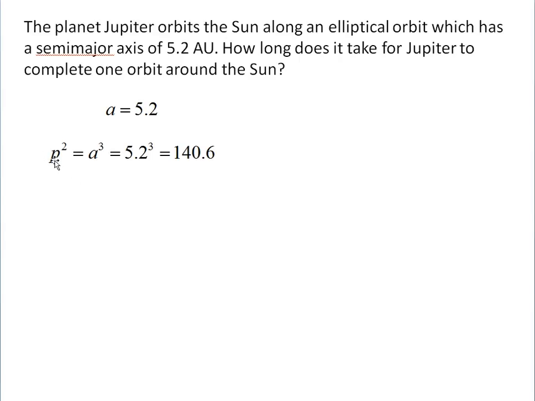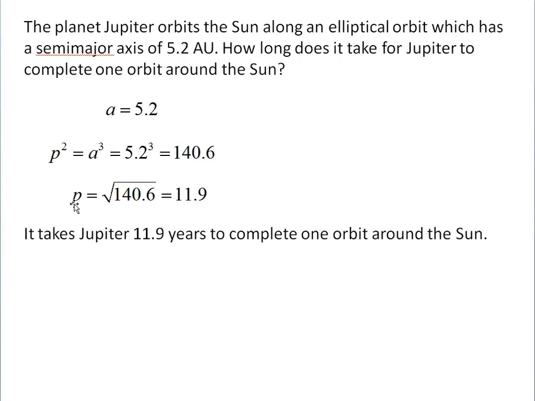And the step that we do to solve for the period is we take the square root of both sides of this equation and we get this. The orbital period equals the square root of this number, 140.6. Use your calculator to do that and you get 11.9, and this is the orbital period measured in years. So it takes 11.9 years for Jupiter to complete one orbit around the Sun, and that's because of its semi-major axis being 5.2. So that's kind of interesting.